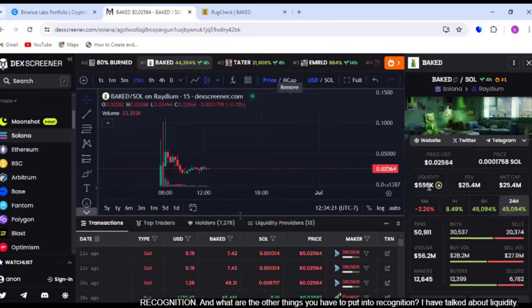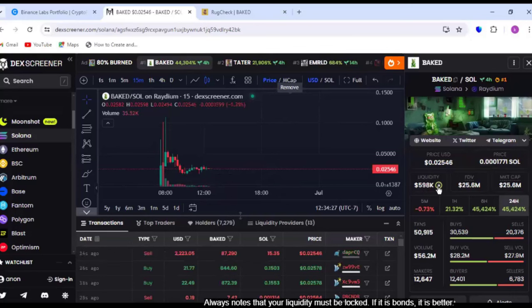I have talked about liquidity. Always note that your liquidity must be locked. If it is burnt, it is better.